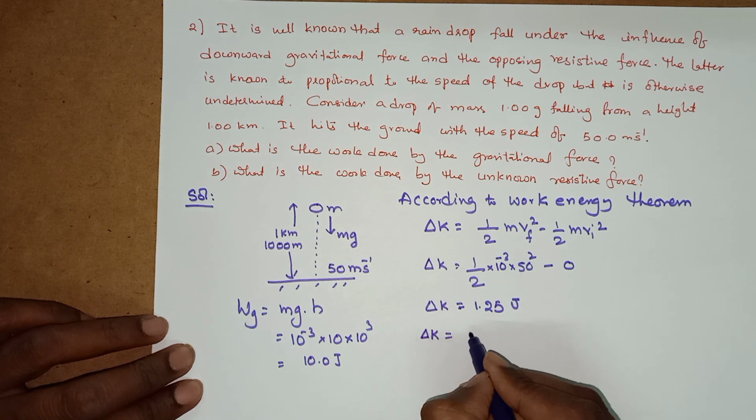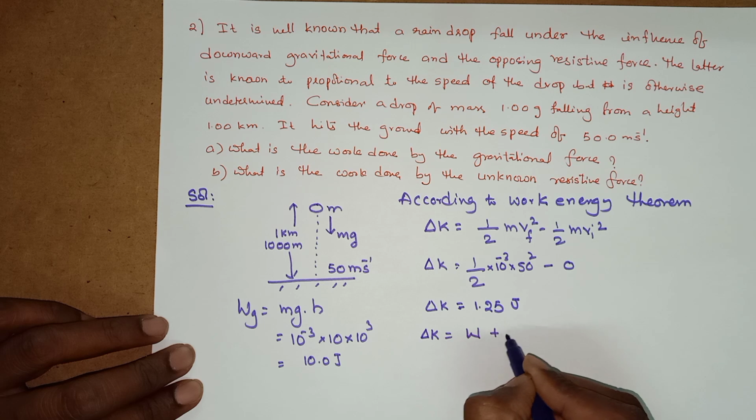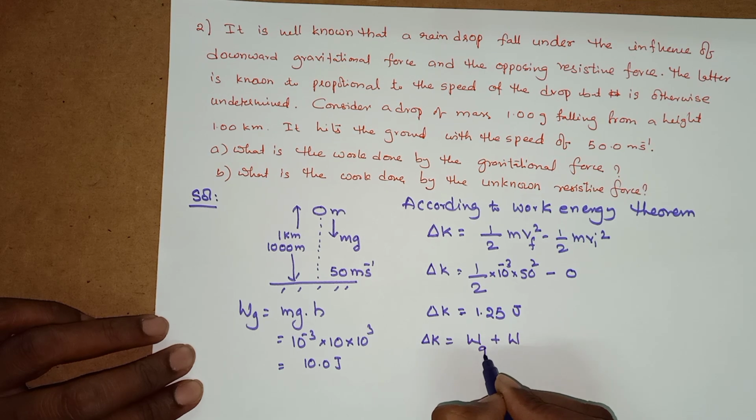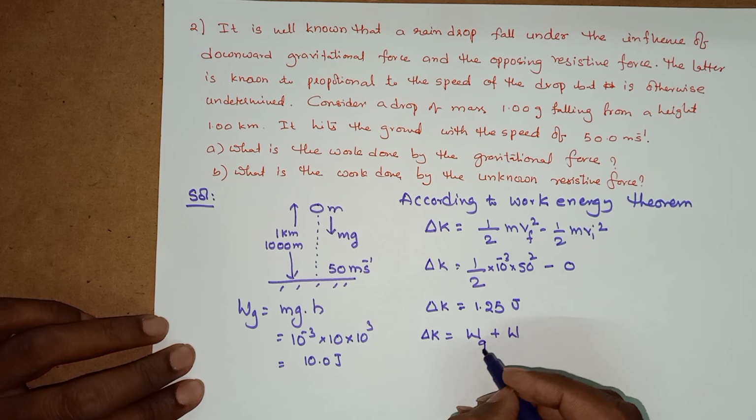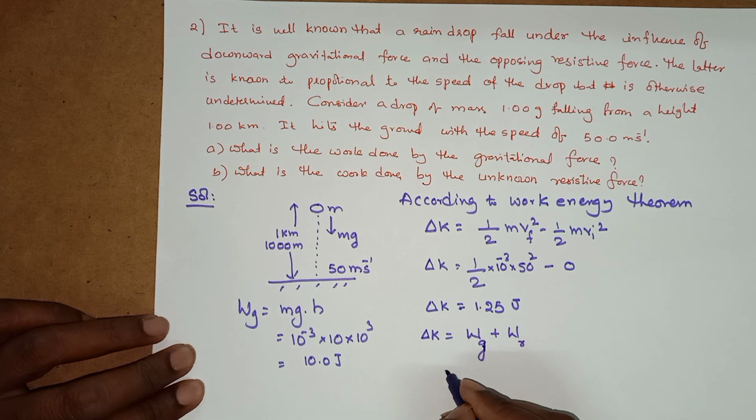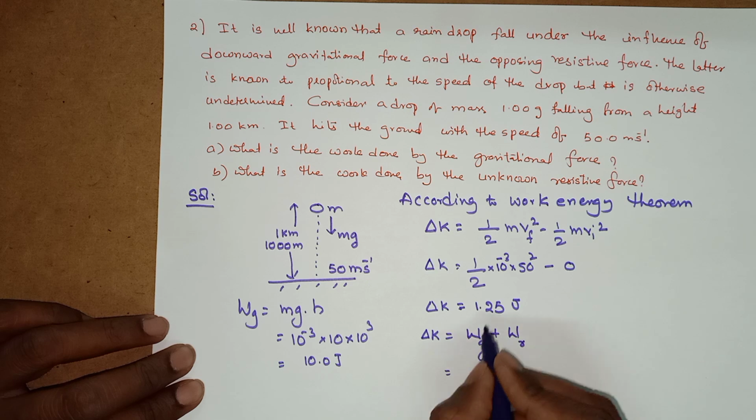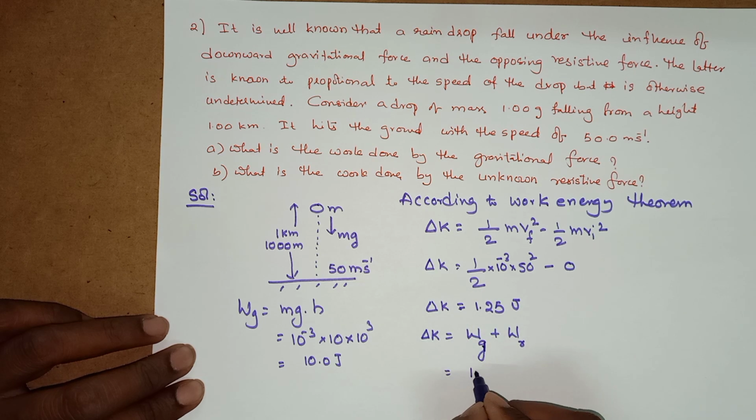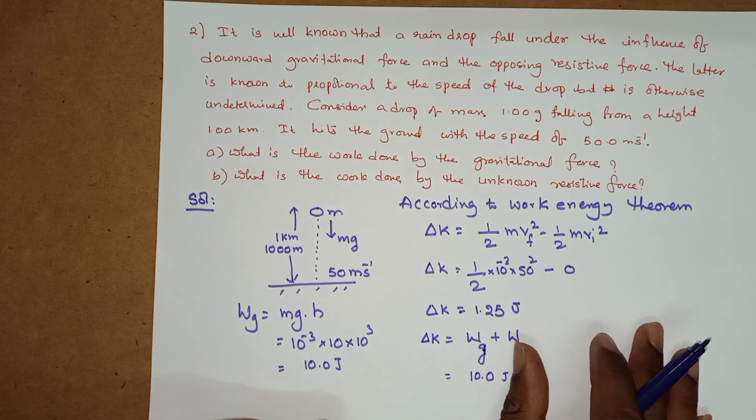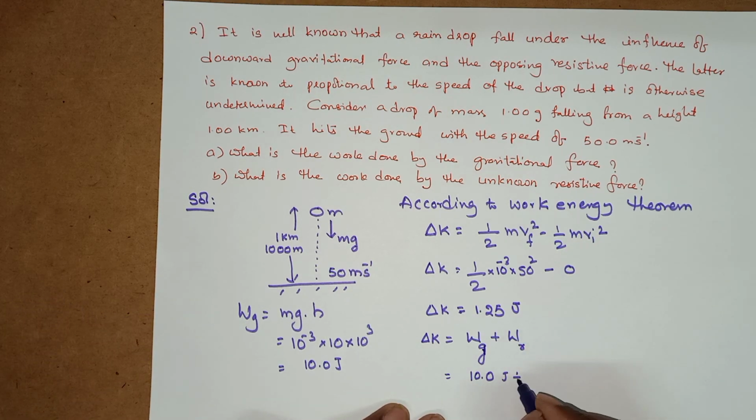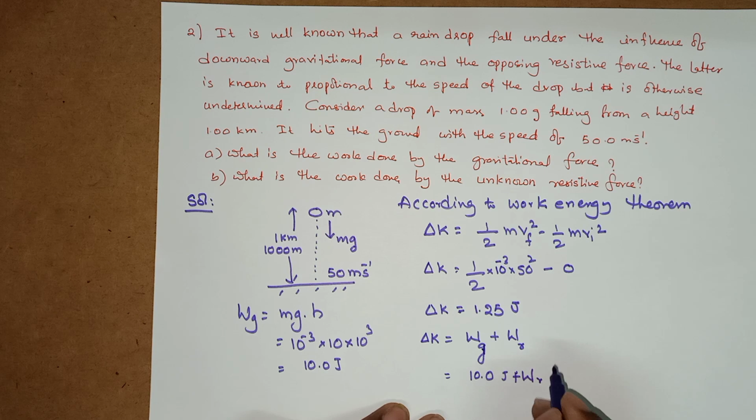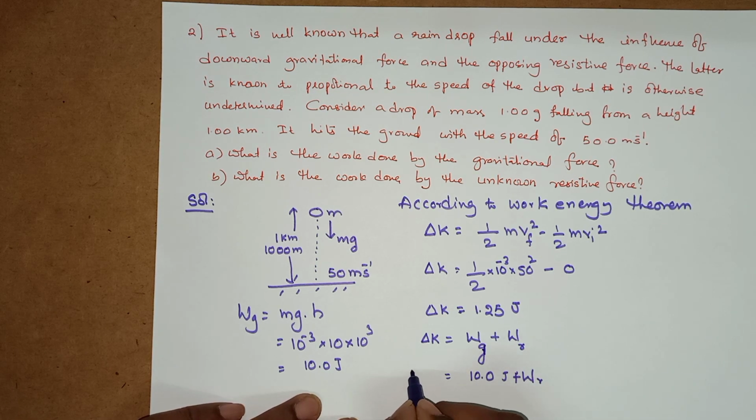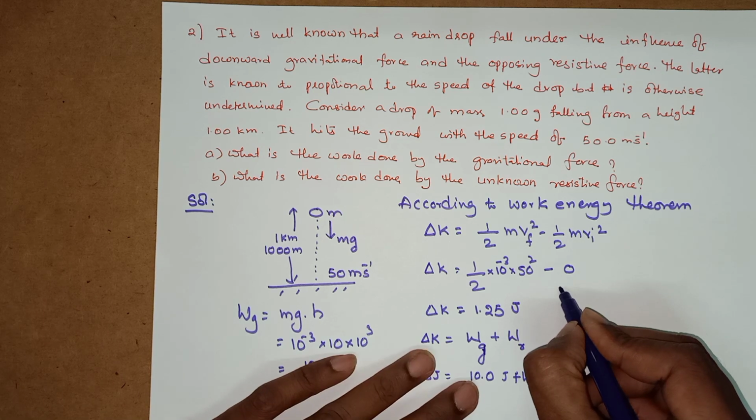Now according to the work energy theorem, how to write it? Change in kinetic energy is equal to total work done. What is the total work done? Work done by the gravitational force plus work done by the resistive force. The work done by the gravitational force is 10.0 joules. We do not know the work done by the resistive force, WR. Change in kinetic energy is 1.25 joules.